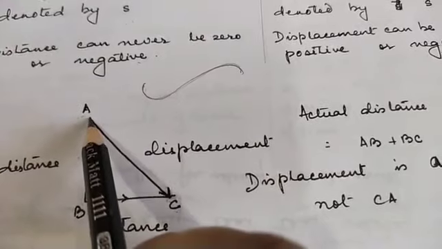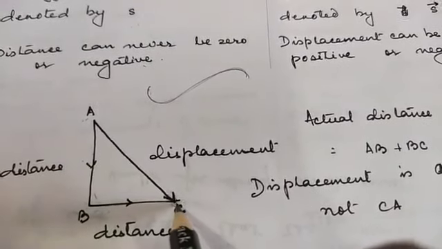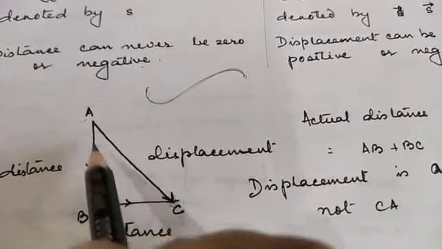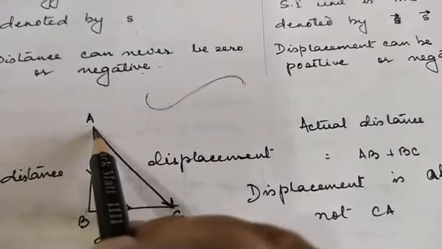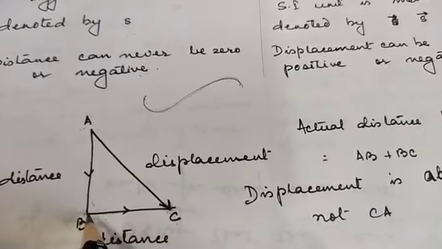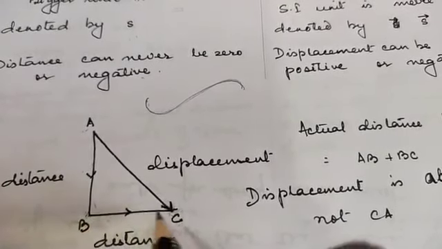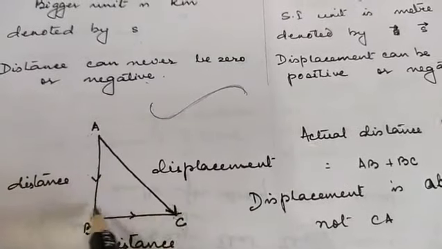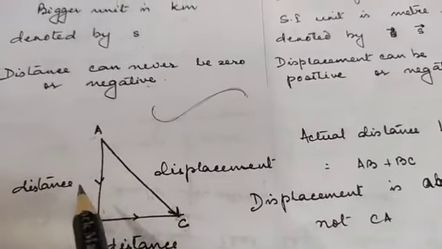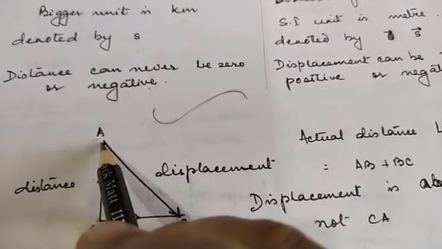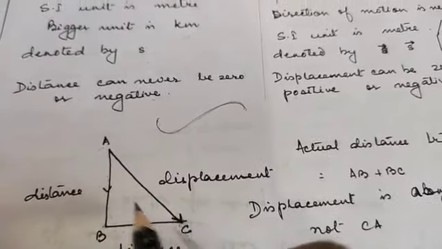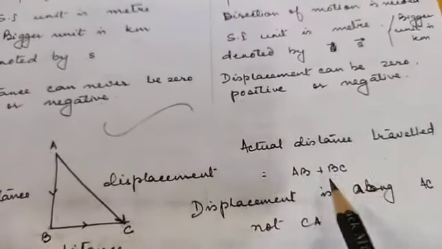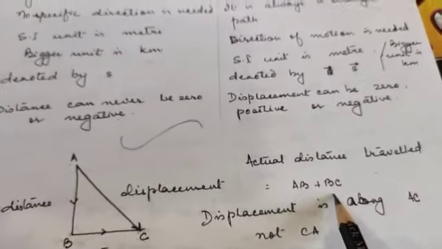Take for example, A has to reach to C. Now A, when it has to reach to C, the only path that it has is A to B. It has to reach to B first, and then from B it has to travel to C, because this is the only path that is given. So what will be the total distance? Total distance will be A to B, AB, plus B to C, BC. The actual distance that is traveled by the body will be AB plus BC.